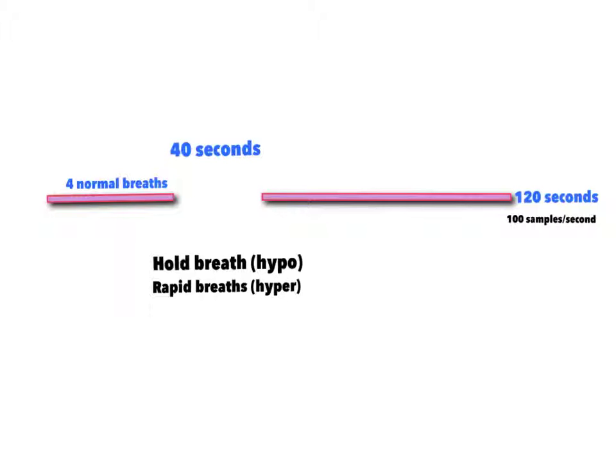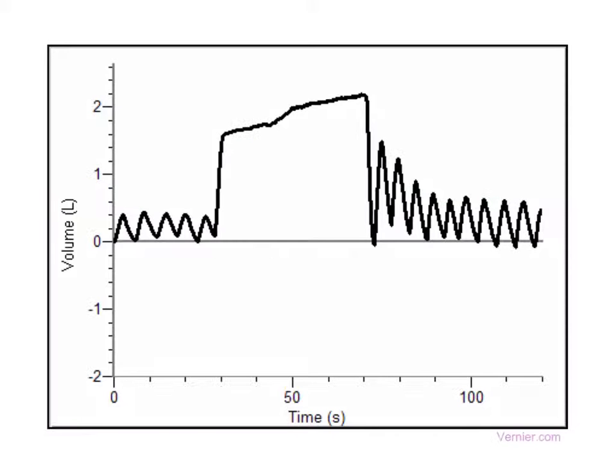The second experiment, basically everything is the same except you're going to hyperventilate. So inhale and exhale 4 normal times, and then you're going to breathe rapidly for 40 seconds, then try to get back to normal, and then the data should stop at 120 seconds.